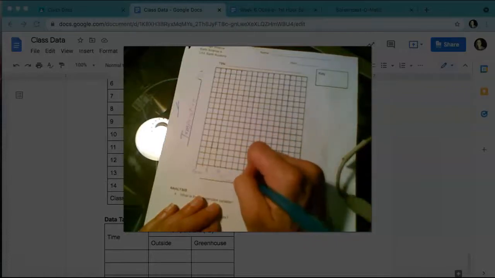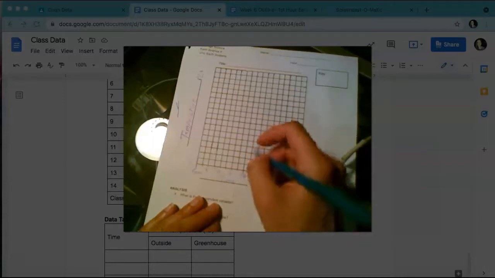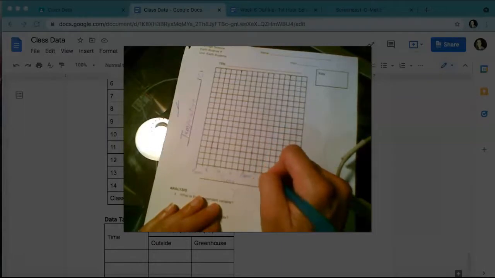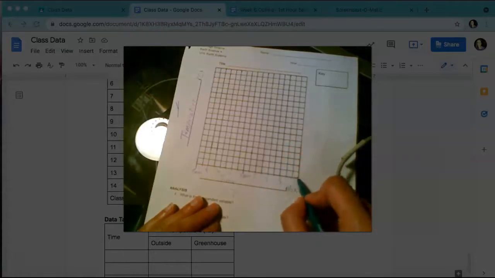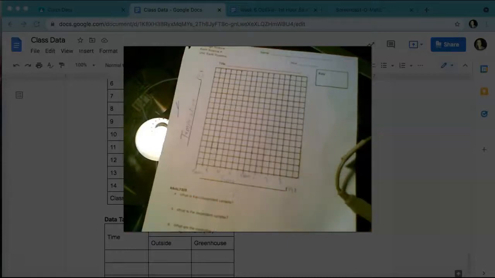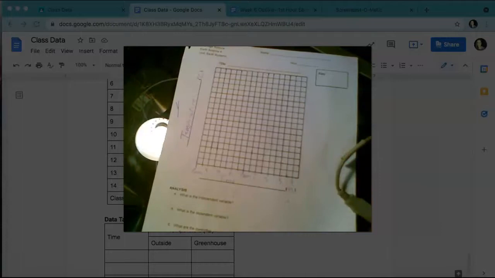Okay, so now we're into the PM. So 12:30, 1 o'clock, 1:30, 2 o'clock, 2:30, and then 3 o'clock. And that gives us a little bit of extra space at the end, maybe, so we can make predictions that are outside of the data we collected. So that seems pretty good.